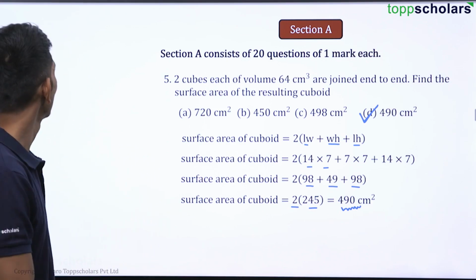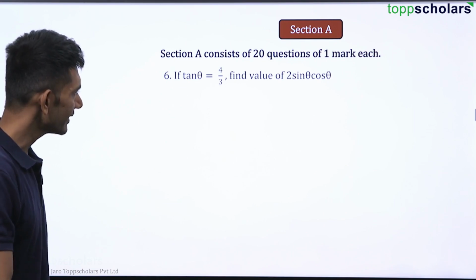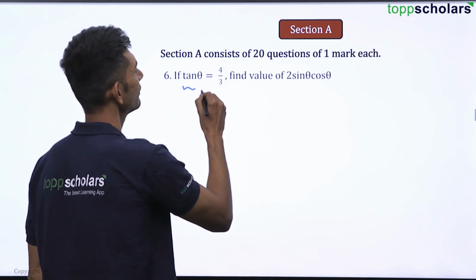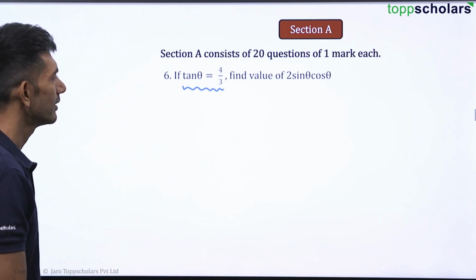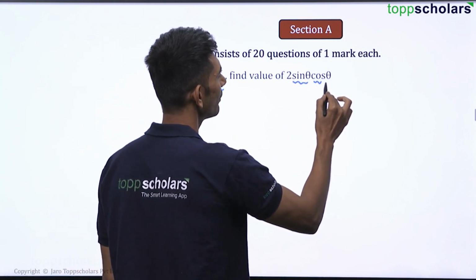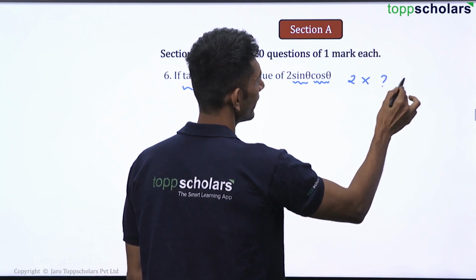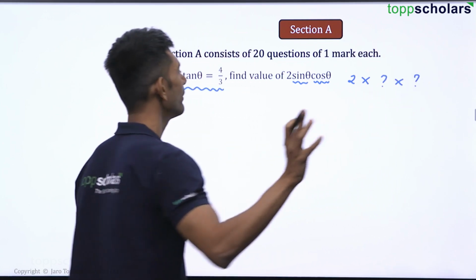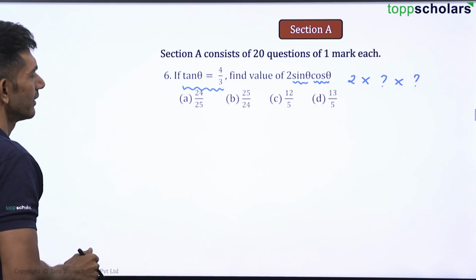Easy. Okay, let's continue. Now the next question says tan theta is given as 4 by 3. We are supposed to find out the value of 2 sin theta cos theta. So obviously we need the value of sin theta, we need the value of cos theta. So we will have 2 into the value of sin theta into the value of cos theta. That will give you the final answer. And then 4 options are given.